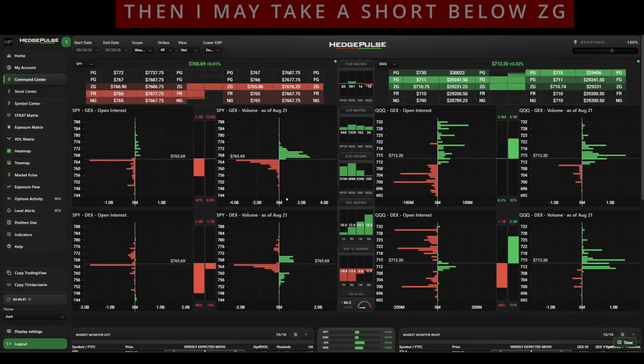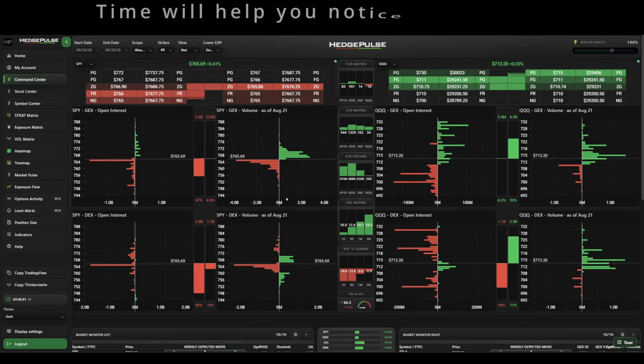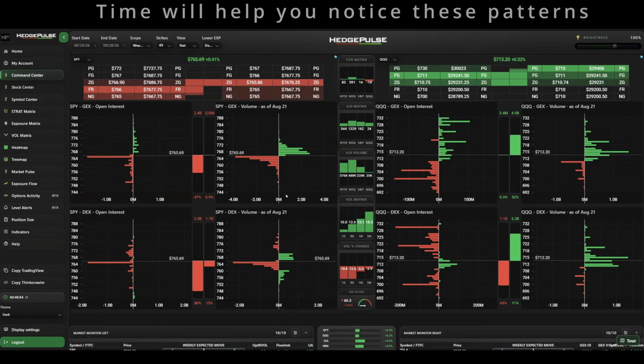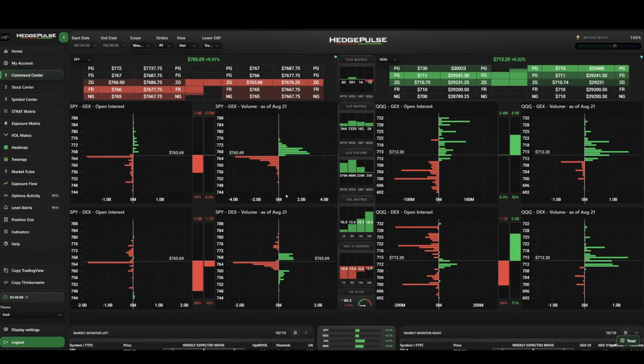Now, I've been doing this for a long time, so I can get a feel for the market, and I'll try to put some of that into words here. The only other time I would be bearish is if we're hitting the PG level, and there's no other large strikes above the PG level. A perfect example here is the volume on QQQ.